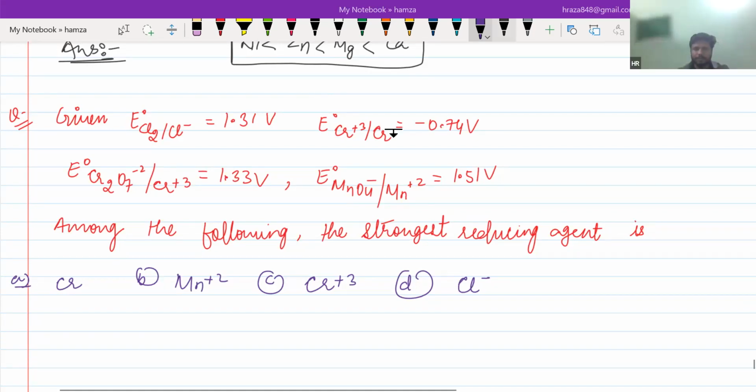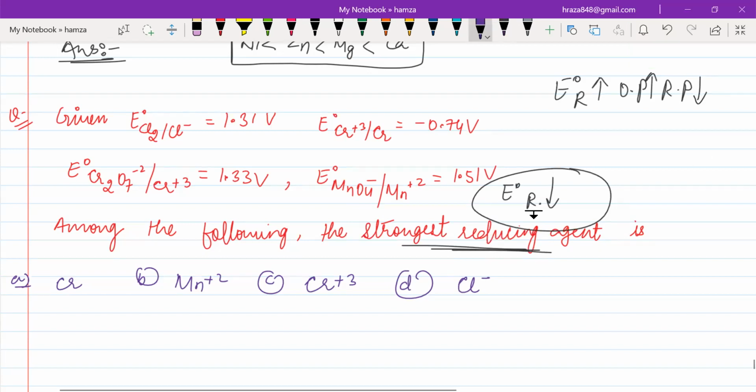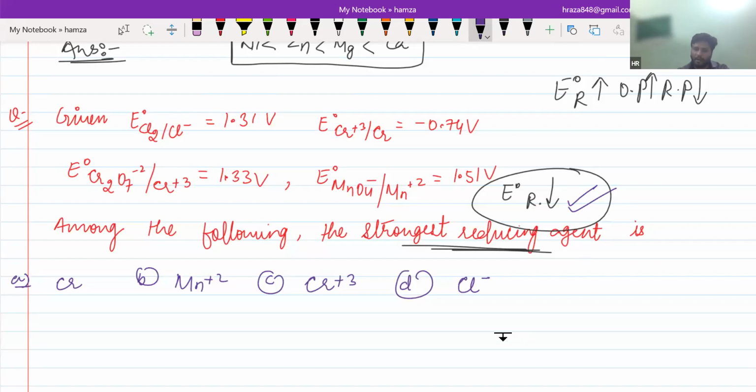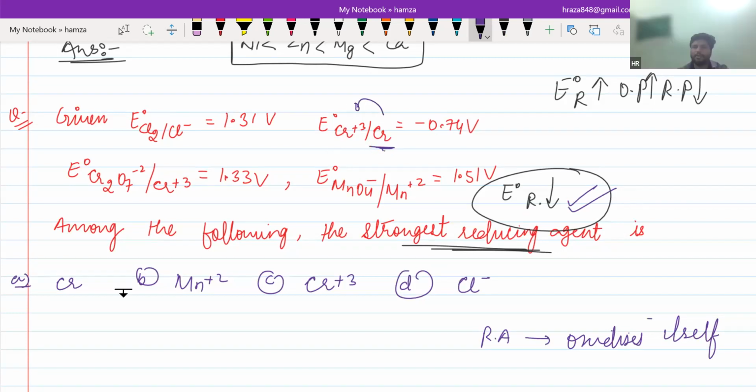Yes, sir. It's the negative 0.74. We need to see the strongest reducing agent. If you are going by E naught, the strongest reducing agent will have the lowest E naught, because I already told you that if E naught increases, oxidizing power increases and reducing power decreases. So you choose the one which has the lowest value of E naught. And again, reducing agent means it oxidizes itself. Which one will oxidize? Cr will oxidize into Cr+3. That's why it is Cr.